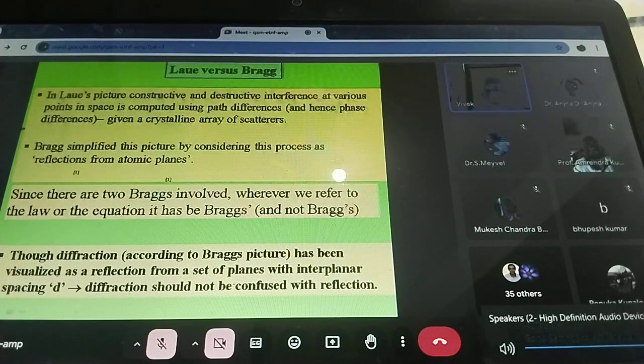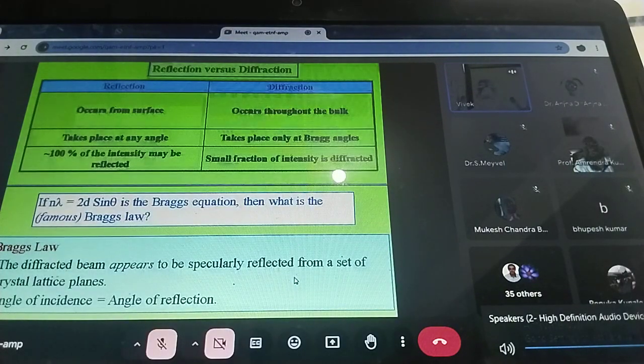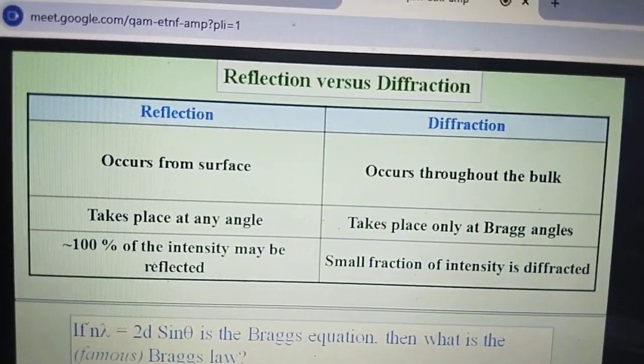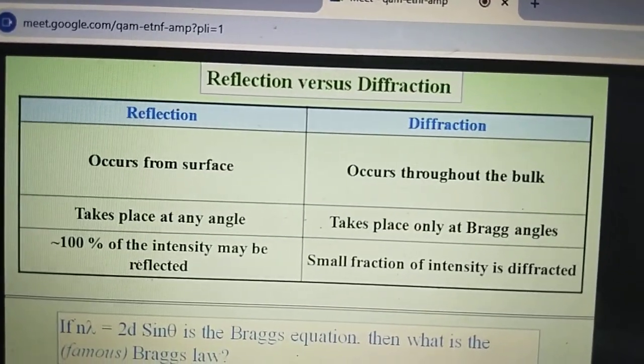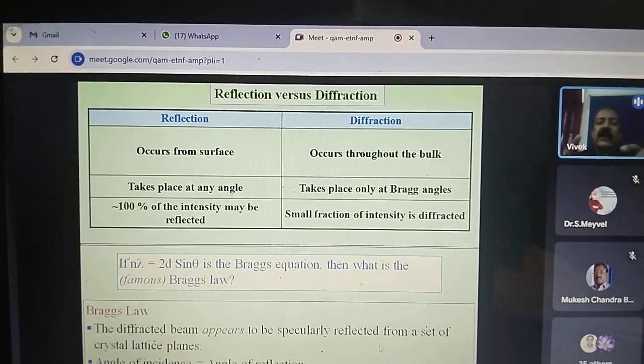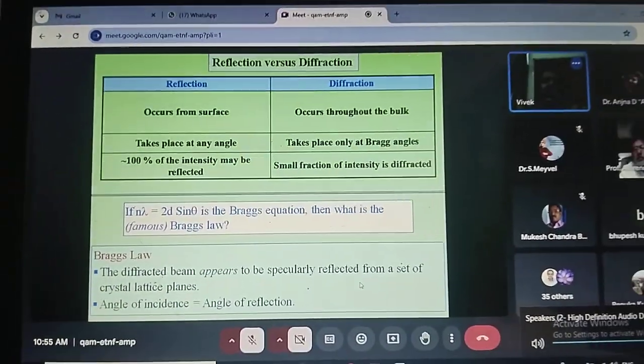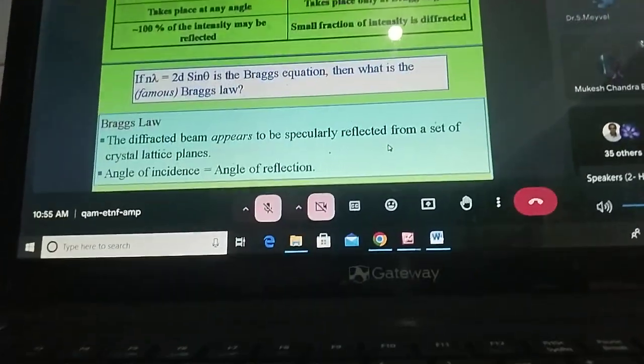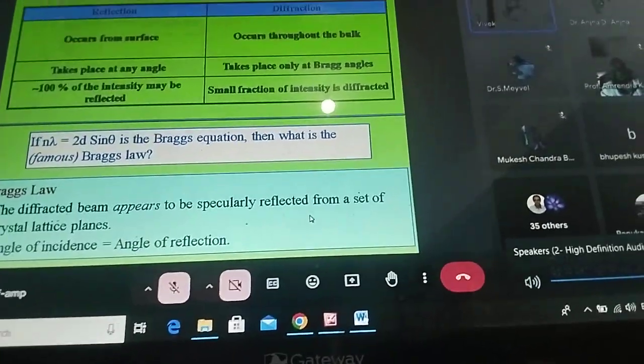Diffraction according to Bragg's picture has been visualized as a reflection from a set of planes with interplanar spacing d. Diffraction should not be confused with reflection. If someone asks students, in reflection will you get 100% intensity, it will be reflected. In diffraction hardly 1 or 2%. So what we are studying is diffraction, not reflection. It is only for our understanding that we said X-rays are falling on a set of planes, they get reflected, and then we have brought the concept of reflection.